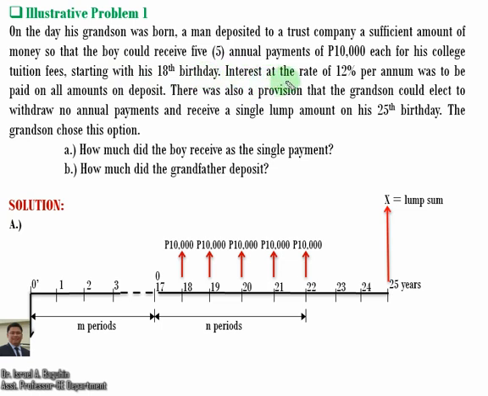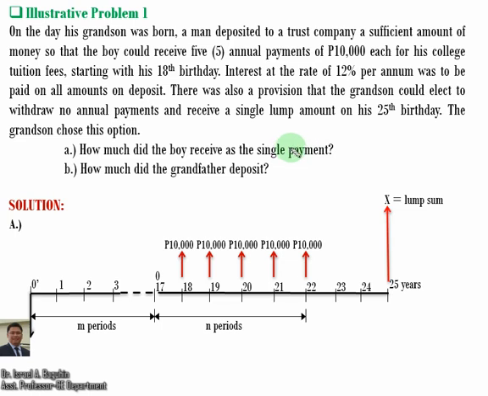The interest rate is 12% per annum, to be paid on all amounts on deposit. There was also a provision that the grandson could elect to withdraw no annual payments and receive a single lump sum amount on his 25th birthday. So the grandson chose this option. A, how much did the boy receive as the single payment?